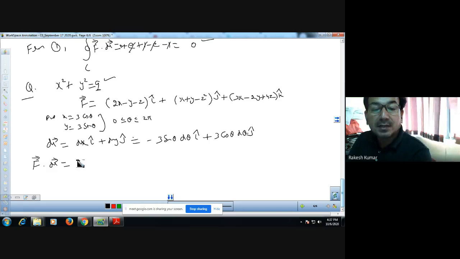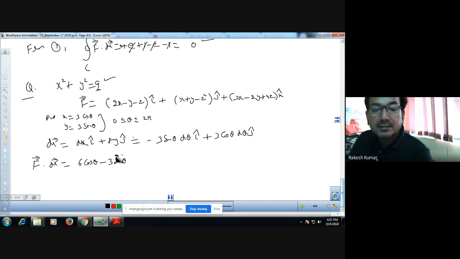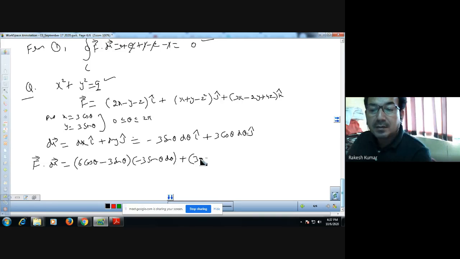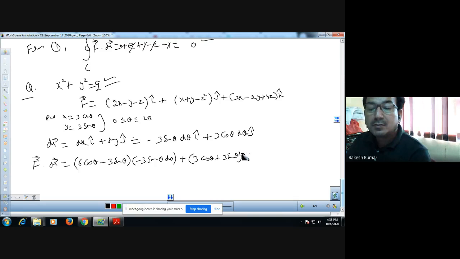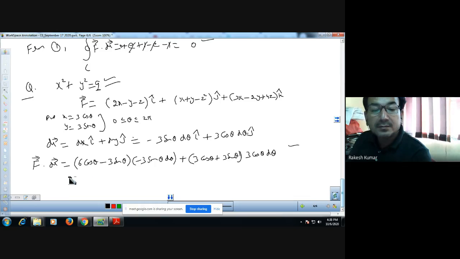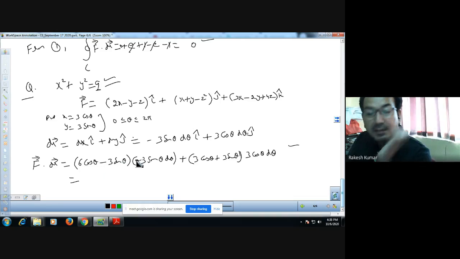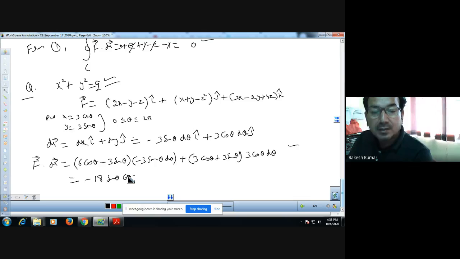Now you can substitute the value of f dot dr for finding the required circulation. What is x? That is 3 cos theta. So 6 cos theta minus y, that is 3 sin theta, and the value of z is 0 here. So this is multiplied into minus 3 sin theta d theta, plus, putting the values here, x is 3 cos theta, y is 3 sin theta, and z is 0 because the circle is in the xy plane. So 3 sin theta into the j component, which is 3 cos theta d theta. We can multiply here to get minus 18 sin theta cos theta, to simplify a little so that integration becomes easier.